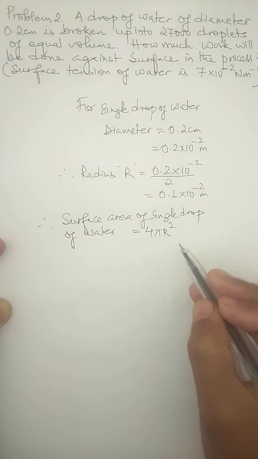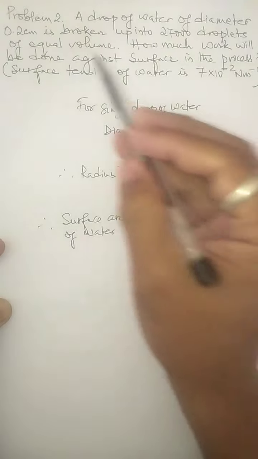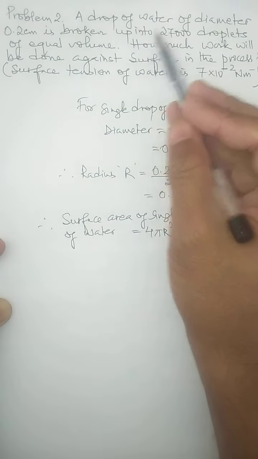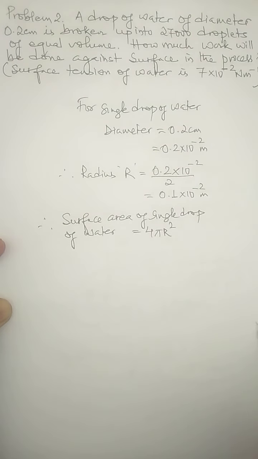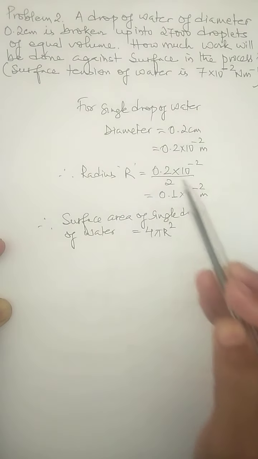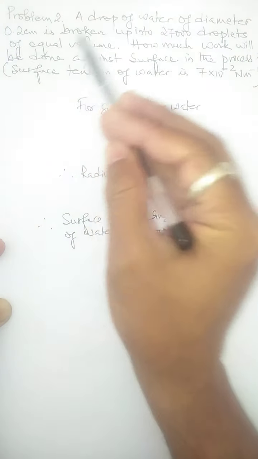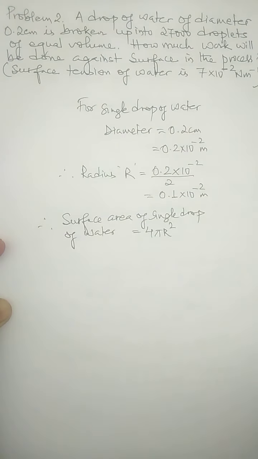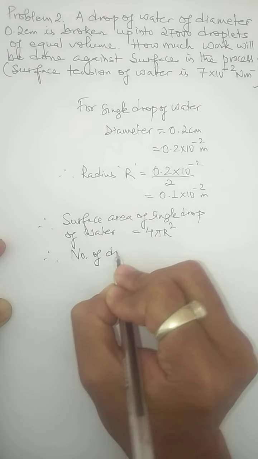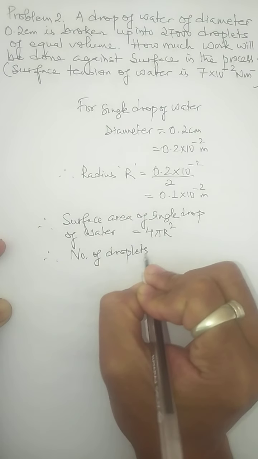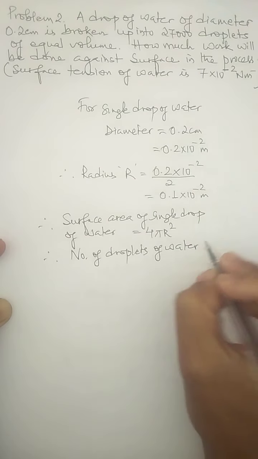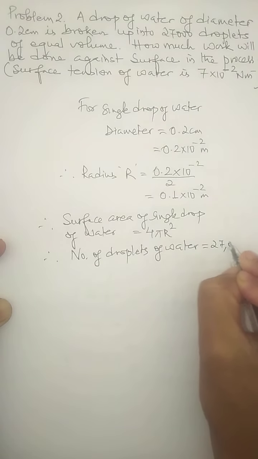Now, after that, the question says that this single drop of water is broken up into 27,000 droplets. The total number of droplets formed from this single drop is 27,000, and those droplets are of equal volume.